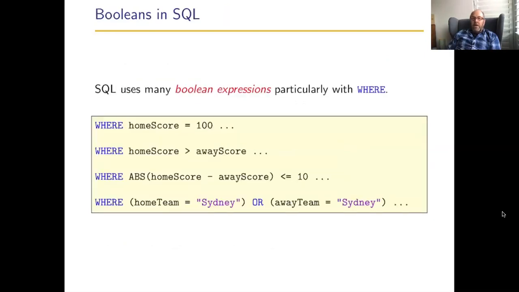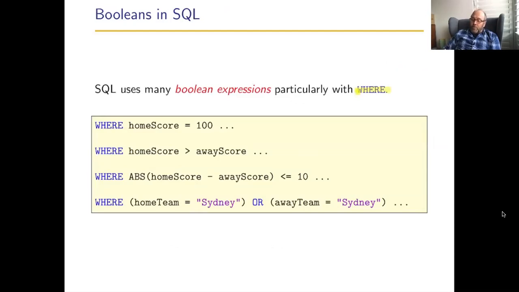Okay, so how does SQLite manage Boolean values or Boolean expressions? There are lots and lots of Boolean expressions in SQL, especially every time you see a WHERE, there must be a Boolean expression afterwards.